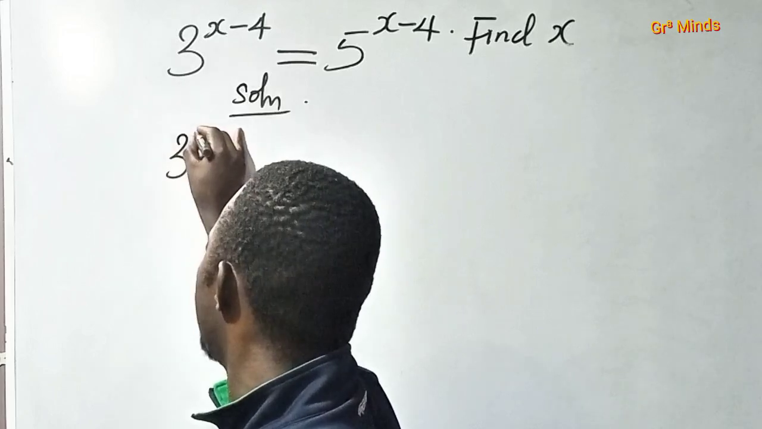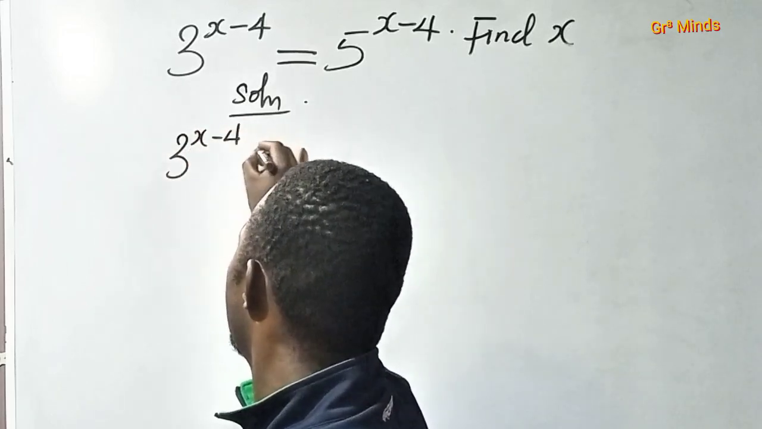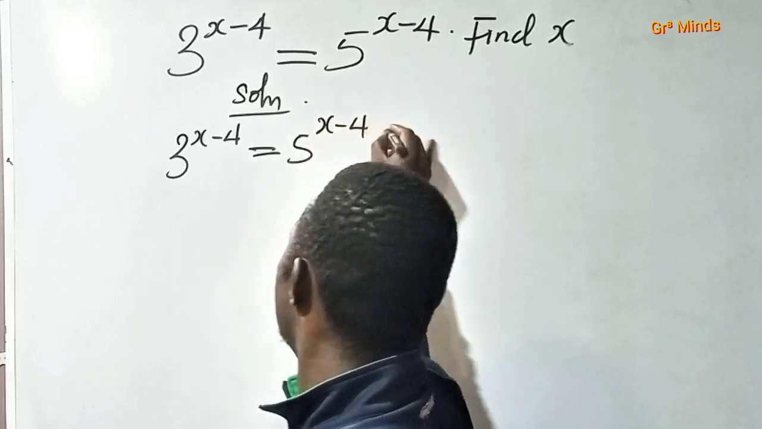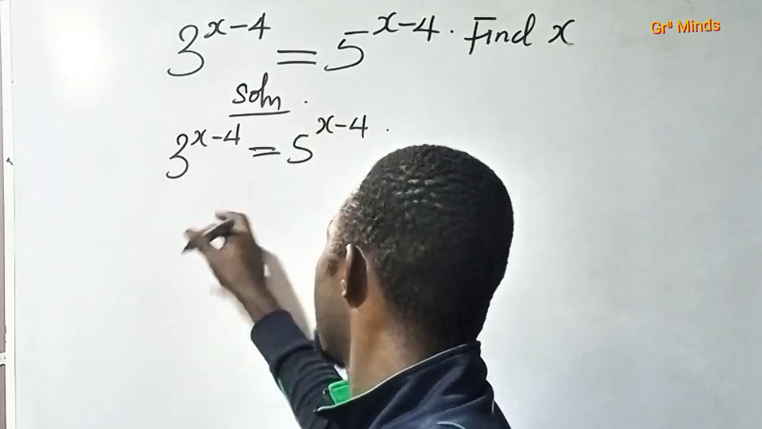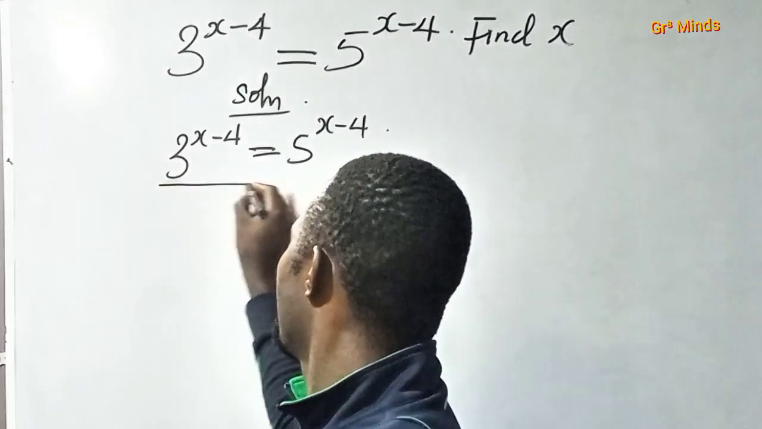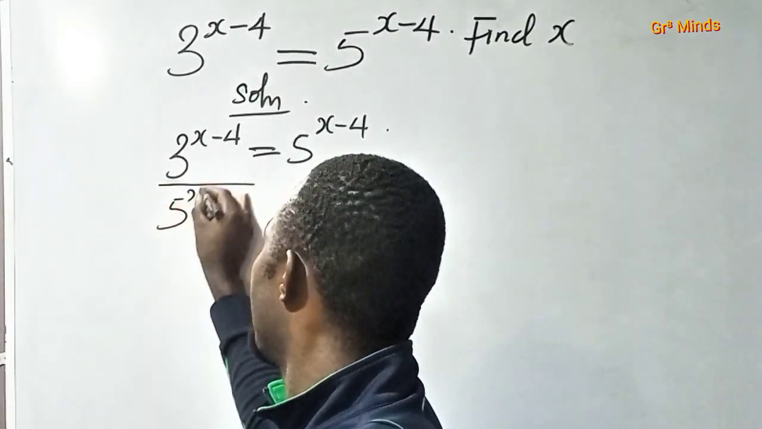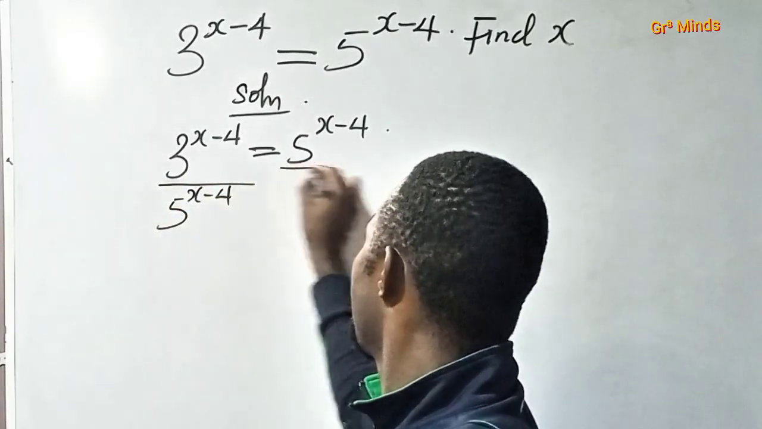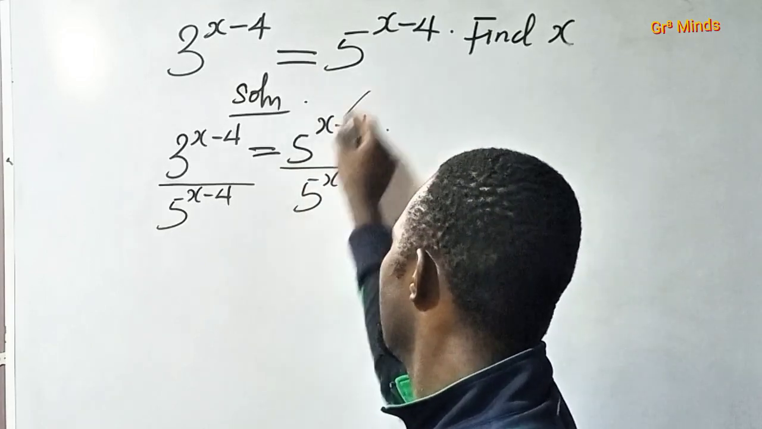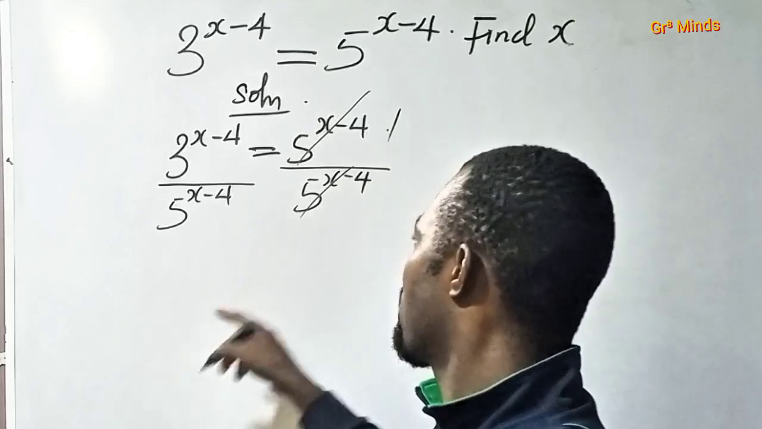3 raised to the power of x minus 4 is equal to 5 raised to the power of x minus 4. Divide both sides by 5 raised to the power of x minus 4. This cancels this, we have 1.